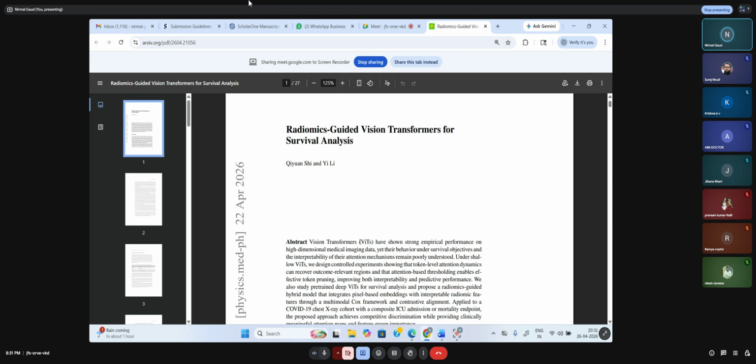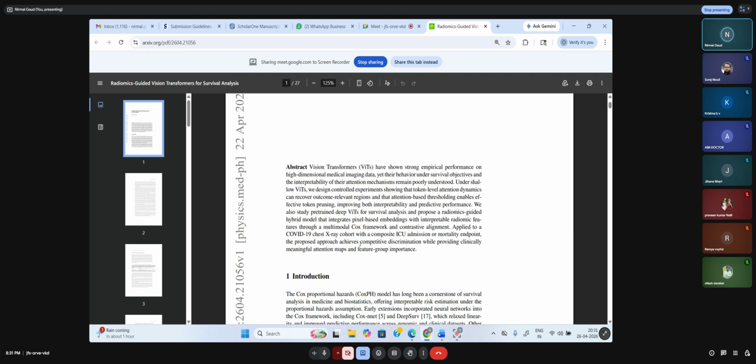Anyways, here is the paper: Radiomics guided vision transformer for survival analysis. What is there in the paper? Vision transformers have shown strong empirical performance on high dimensional medical image data, yet the behavior under survival objectives and the interpretability of their attention mechanism remain poorly understood.